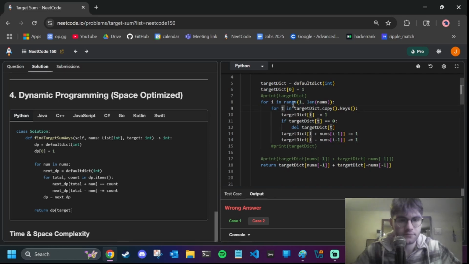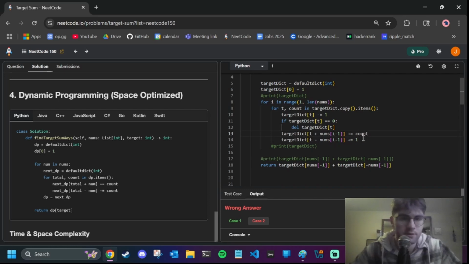So maybe I could say something like, yeah, the items. So you can see here they iterate over the items and then use the value of the dictionary itself. So they basically did like a manual copy. I'm just going to do it this way. I think it's fine.